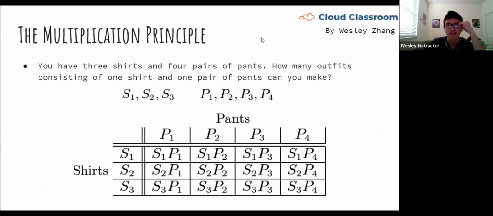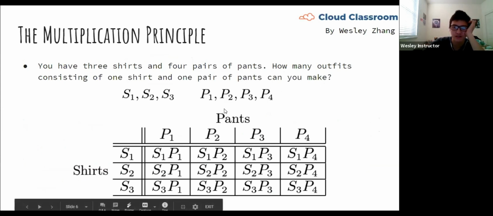All right, the multiplication principle. This is basically working with combinations. So you have three shirts and four pairs of pants. How many outfits consisting of one shirt and one pair of pants can you make?